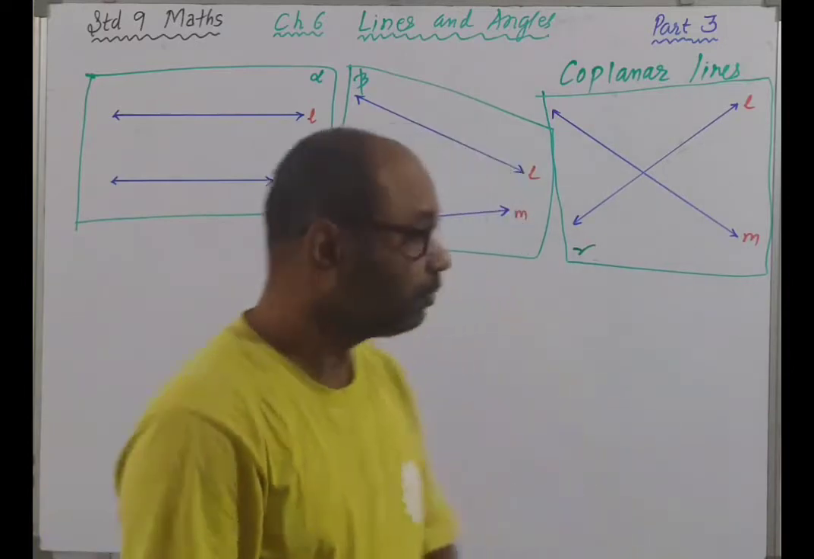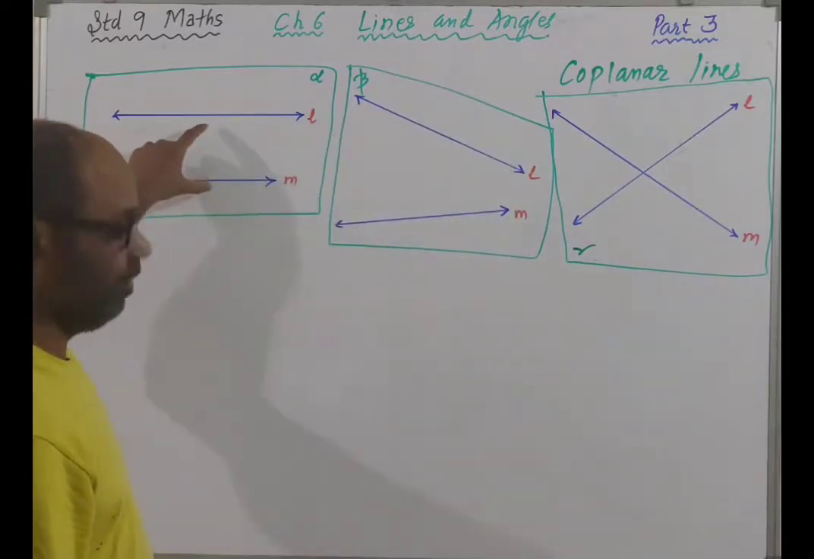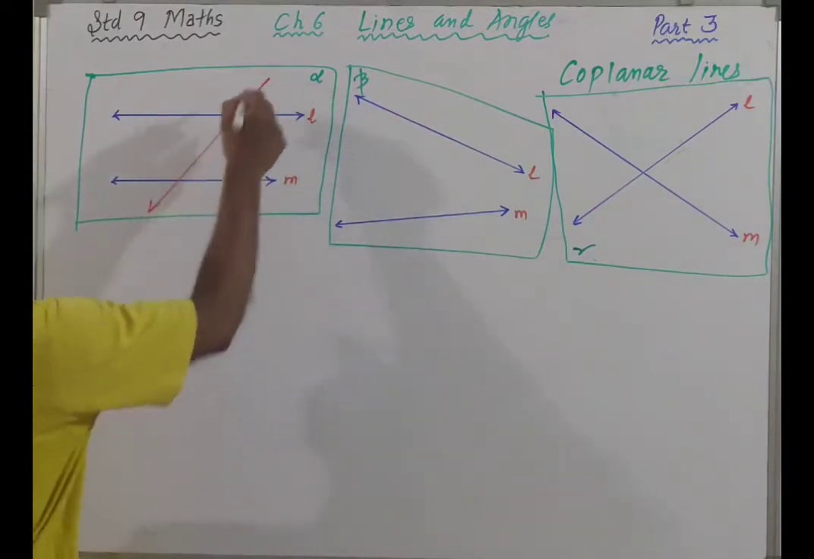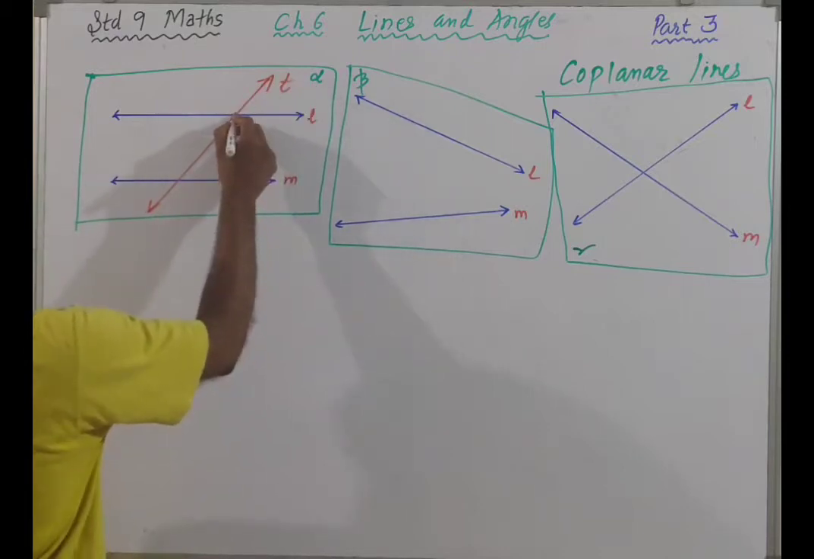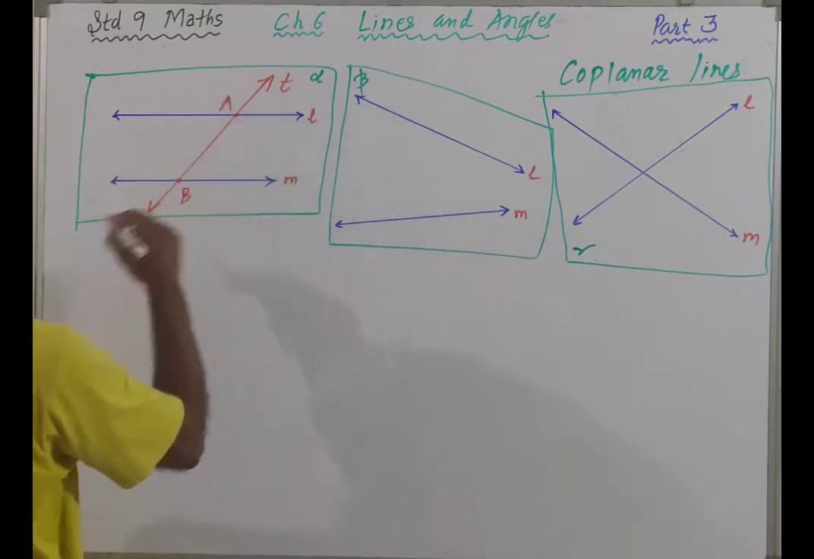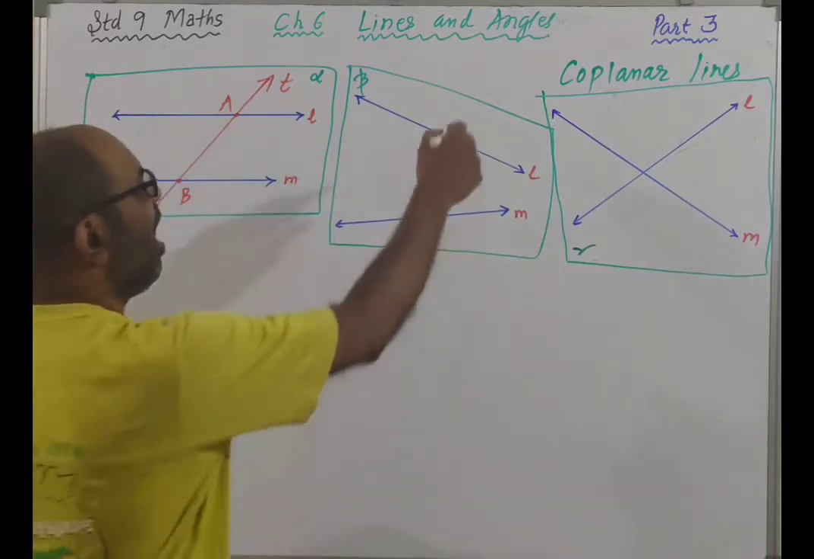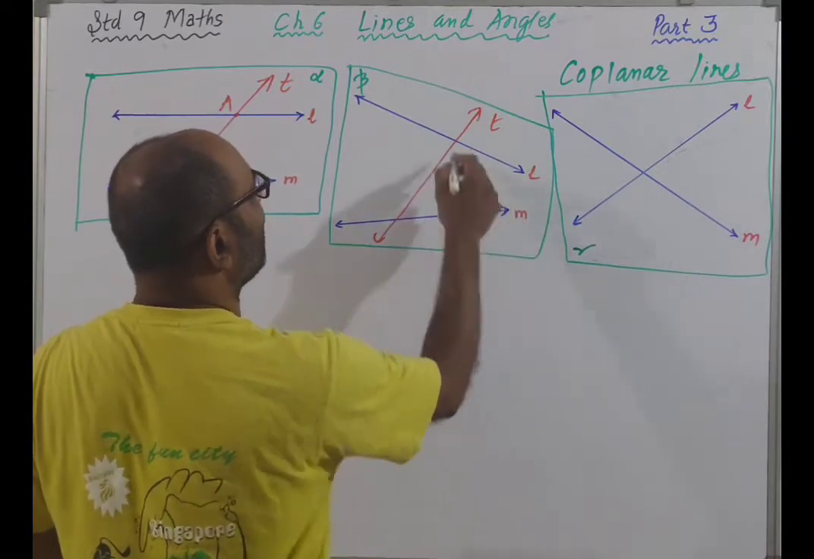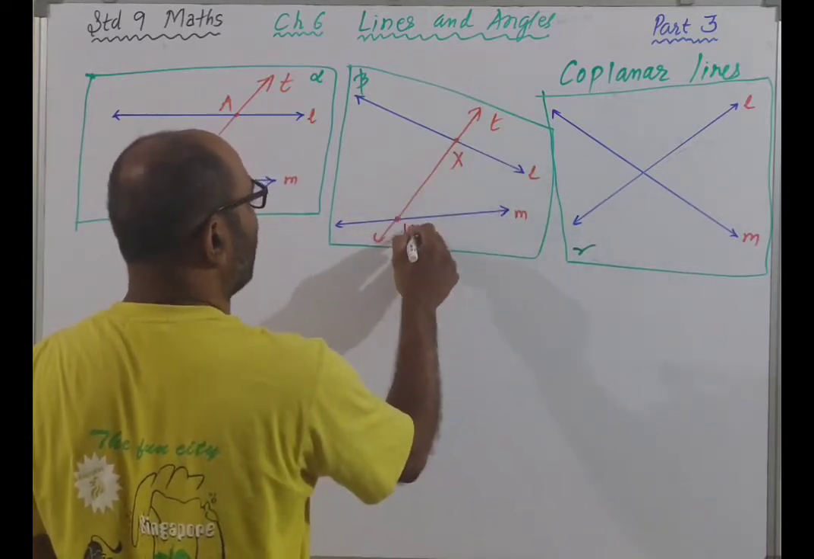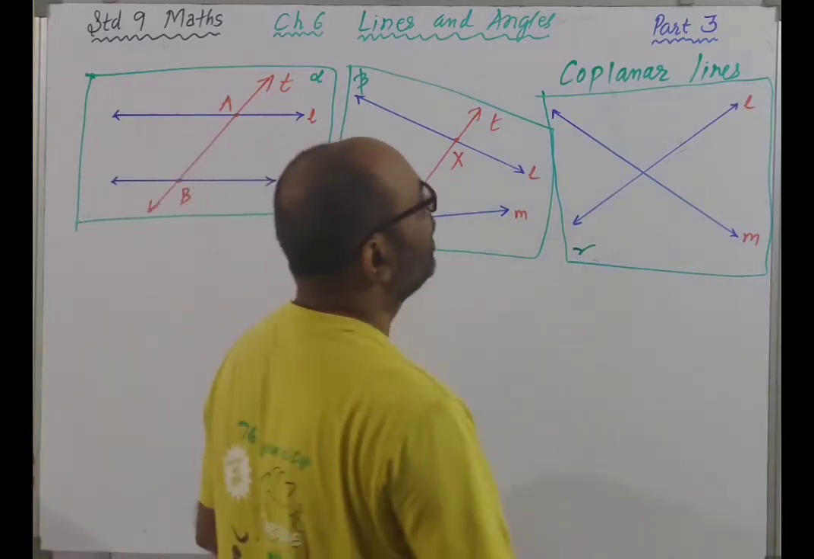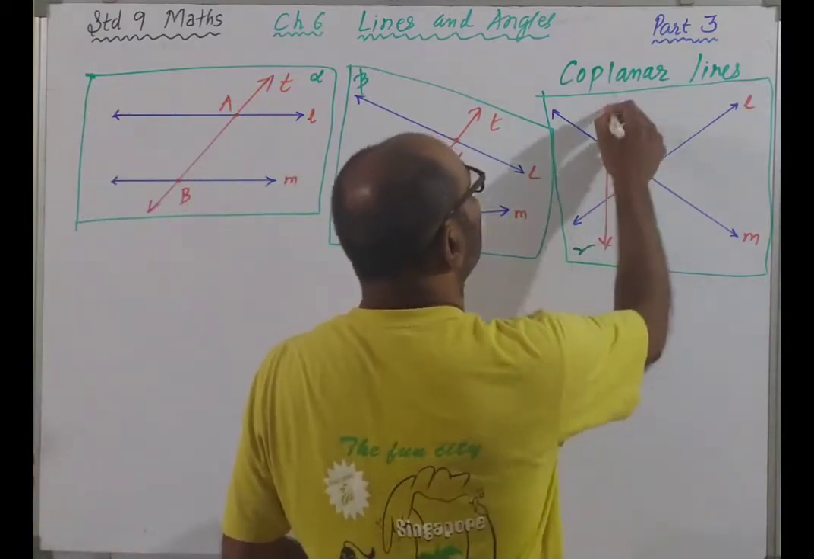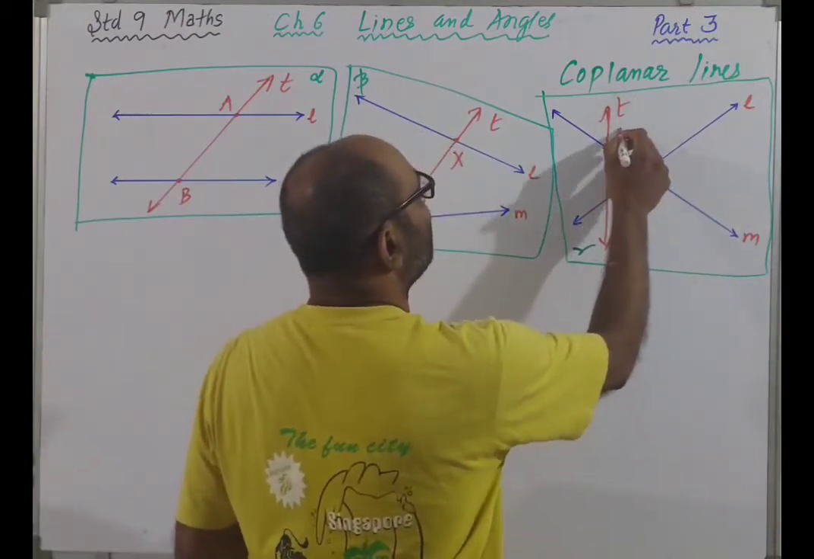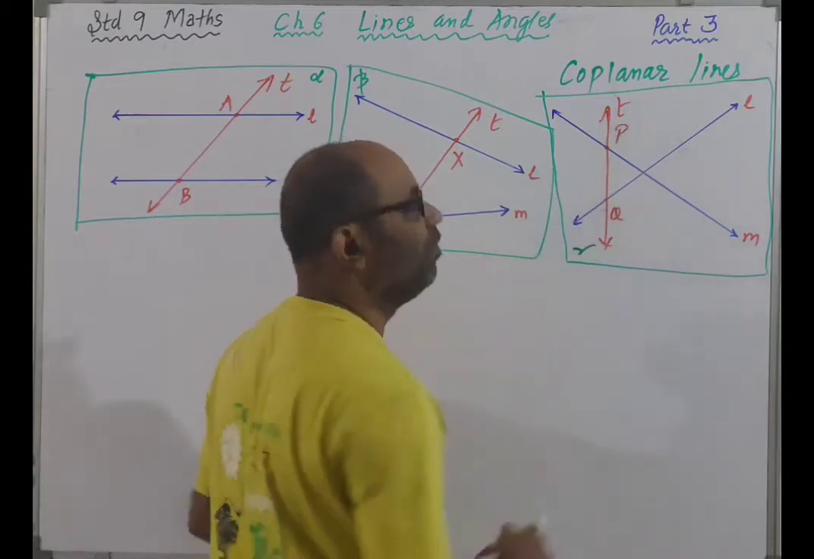Okay? Chaliye. Now, you can see 2 coplanar lines here. Correct? L and M. And it is intersected by a third line T in 2 distinct points A and B. In the same way, I am drawing a third line T which intersects these two coplanar lines in two distinct points X and Y. Yes, I have a third line here, T. It intersects L and M in two distinct points P and Q.